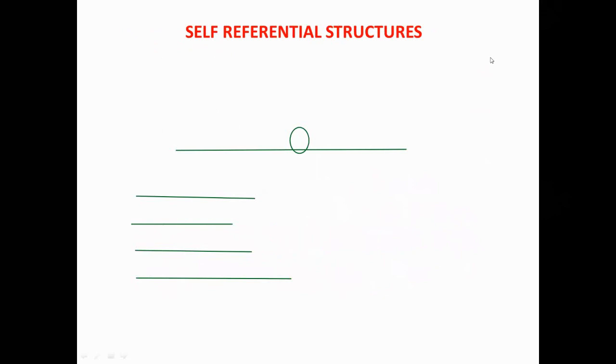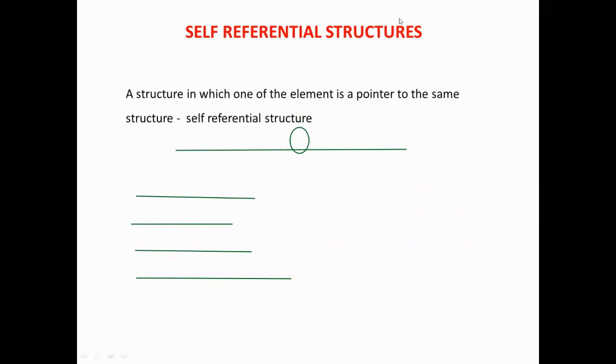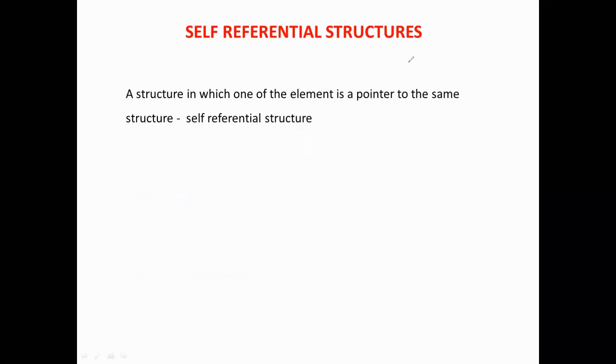So the next is your self-referential structure. Self-referential structure means the pointer variable that you have created will be one of the elements of the same structure. Now please look into the example.